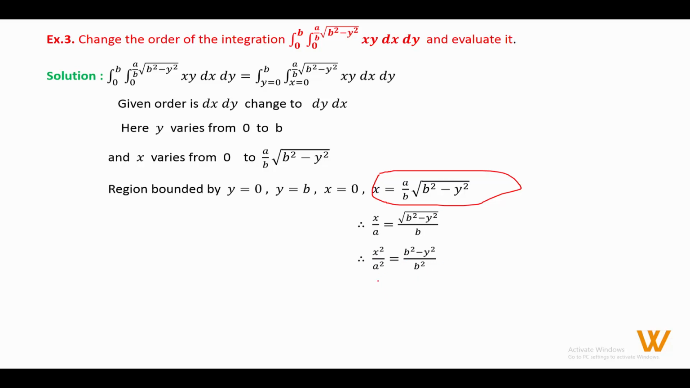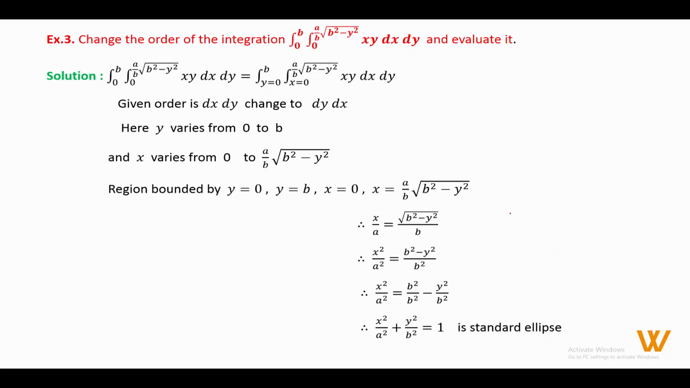Therefore we get x square upon a square is equal to, on right hand side separate two terms. First term b square upon b square minus second term y square upon b square. Now b square upon b square is 1, and this minus term written on left hand side becomes plus. So we get x square upon a square plus y square upon b square is equal to b square upon b square, which is 1. This is the equation of an ellipse in standard form.